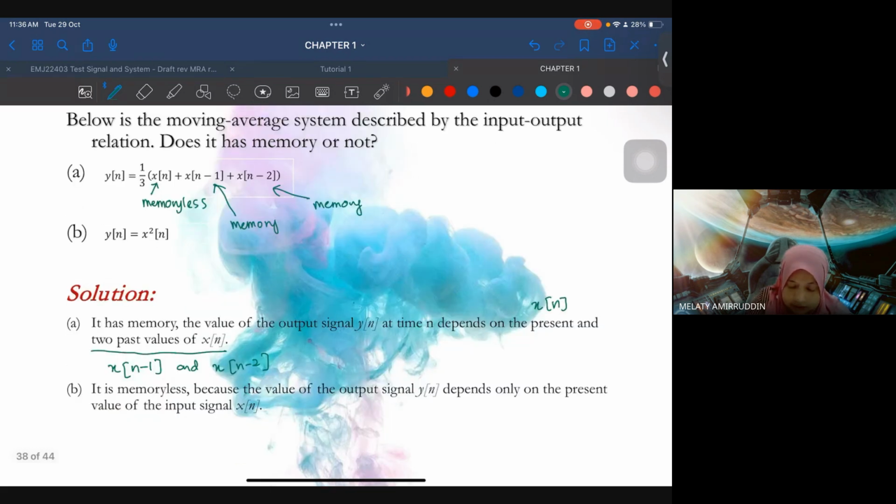Okay. This one is memoryless, because the value of output y[n] depends only on the present value. So this one is a memoryless system. B, x[n] times x[n]. So it does not have n plus 1, n plus 2. So it is a single n. So it is memoryless.